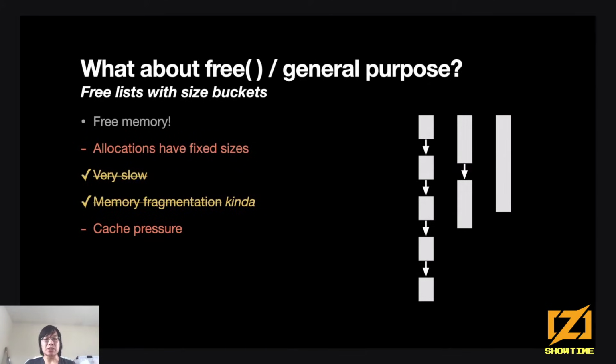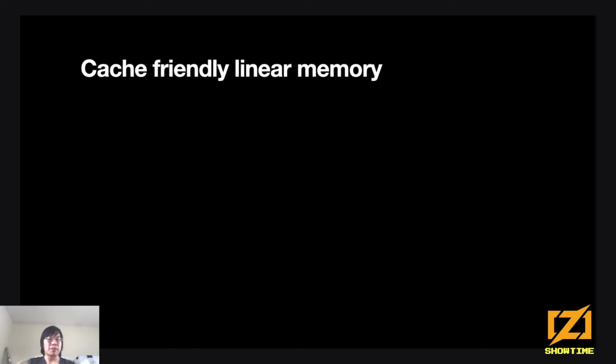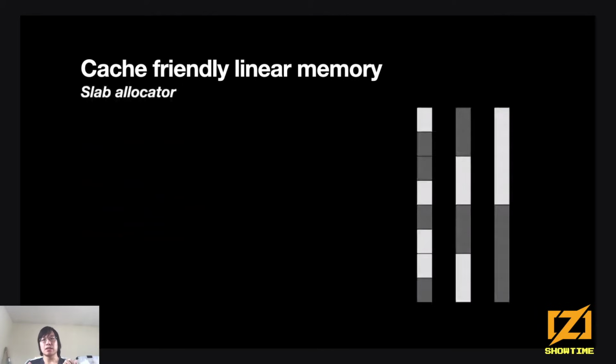So is there anything that we can do to make our memory more cache friendly? And yes, we can, because instead of using a linked list, we should be using arrays. Arrays are much faster and much friendlier to the CPU nowadays. And this gets into the slab allocator. A slab harkens back to our arena allocator, whereas instead of having these buffers, they're now called slabs.